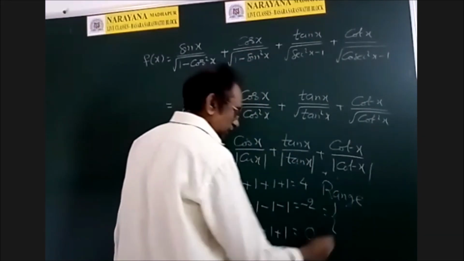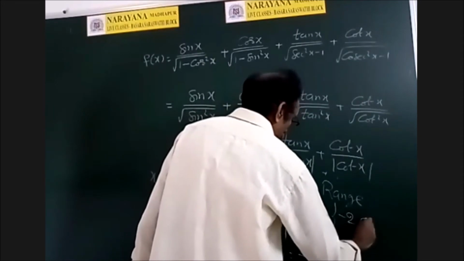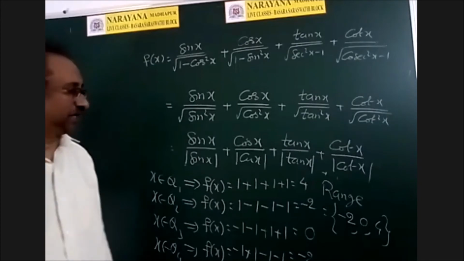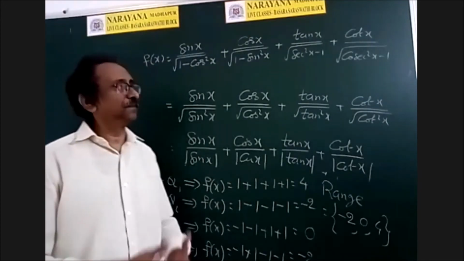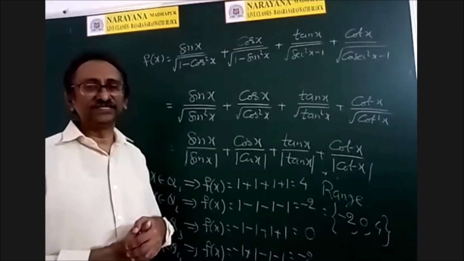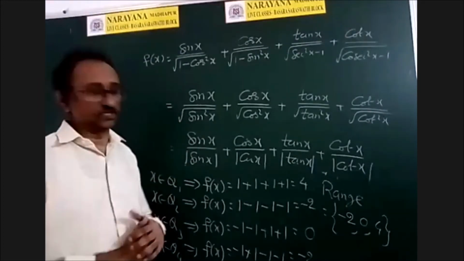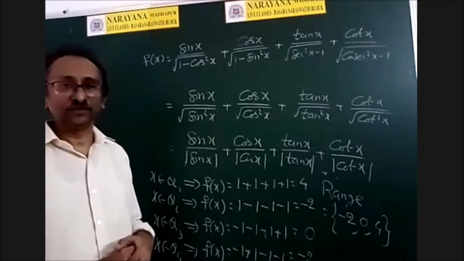That is nothing but only 3 numbers, minus 2, 0, 4. And now we can answer any question about that function. What is the maximum value? 4. What is the minimum value? Minus 2. How many values are we getting for the function? Only 3 values.